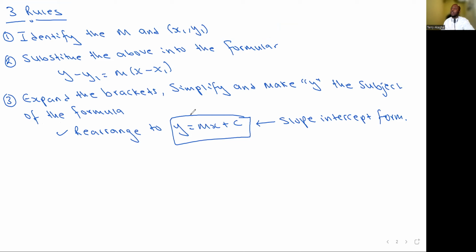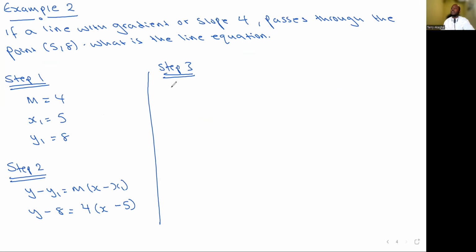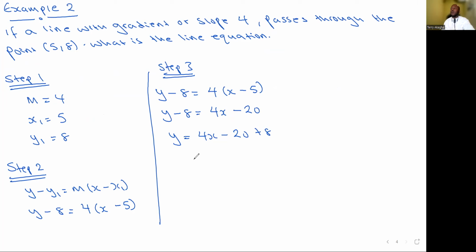So basically, we want to have it in the form of y is equal to mx plus c. All right? So we have y minus 8 is equal to 4 times x minus 5. Y minus 8 is equal to 4 times x will give us 4x. 4 times minus 5 will give us minus 20. Take 8 to the other side. Y will be equal to 4x minus 20 plus 8. Are you seeing that? So that will give us y will be equal to 4x, minus 20 plus 8 will give us minus 12.